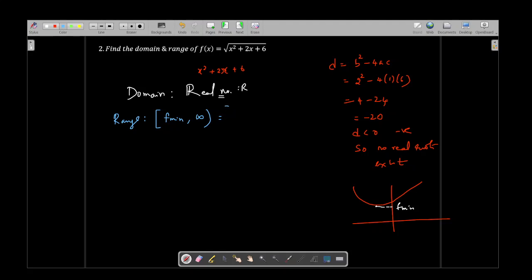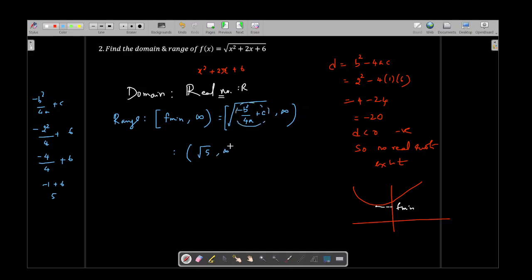So f minimum is square root of minus b square by 4a plus c, comma infinity. So let us find minus b square by 4a plus c separately. Minus 2 square divided by 4 plus c, which is 6. So minus 4 by 4 plus 6, which is minus 1 plus 6, which is 5. So the range of this function is root 5, so this value is 5, root 5 to infinity.